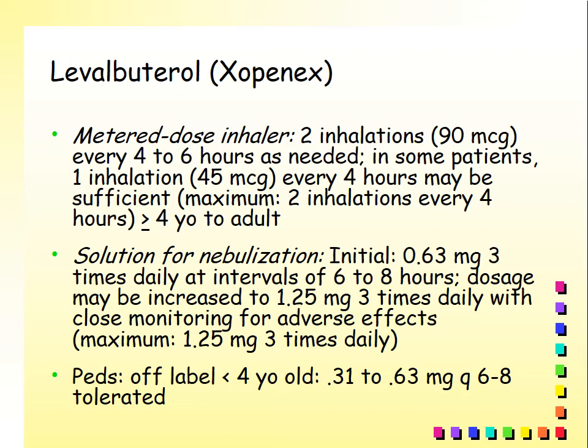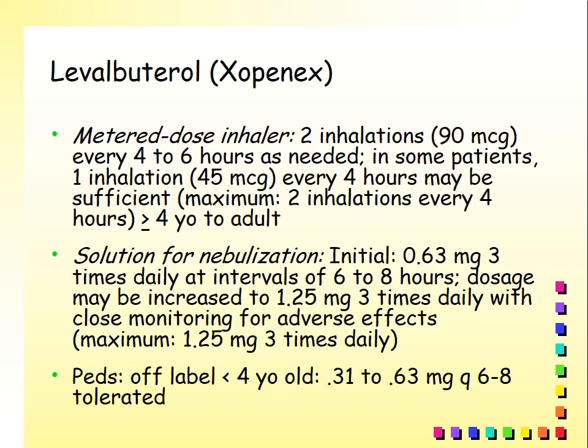Levoalbuterol, or Xopenex, is a metered dose inhaler, 2 inhalations, 90 micrograms, every 4 to 6 hours as needed. In some patients, they can get by with 1 inhalation every 4 hours, but the maximum dose is 2 inhalations every 4 hours in children greater than 4 years old to adults.